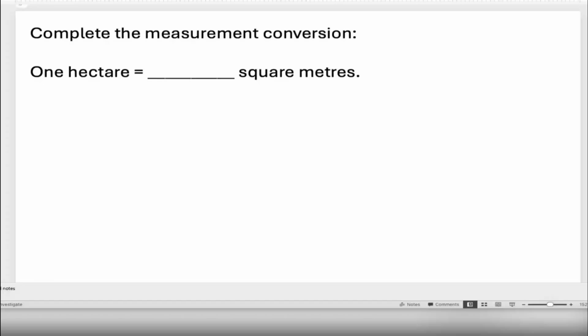Let's have a look at this question. Complete the measurement conversion. 1 hectare is equal to how many square meters? Let's have a look at this.